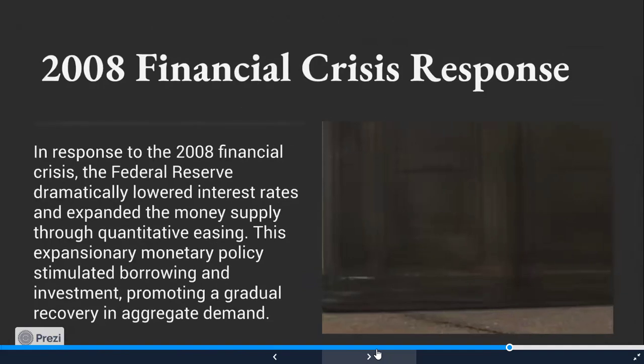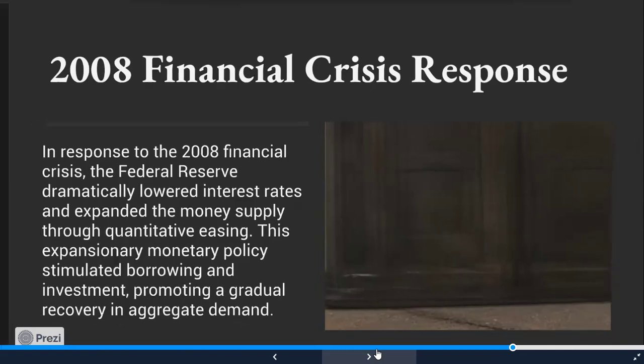Now we'll be talking about the 2008 financial crisis. In response to the financial crisis post 2008, the Federal Reserve lowered its interest rates and expanded the money supply through quantitative easing. This expansionary monetary policy stimulated borrowing and investment, promoting a gradual recovery in aggregate demand. This expansionary monetary policy was introduced because there was a time of recession, and in order to get out of the financial crisis, the Federal Reserve lowered interest rates to boost investment.